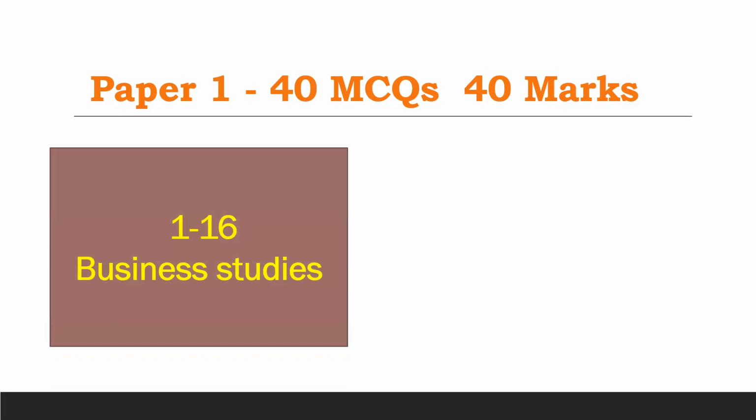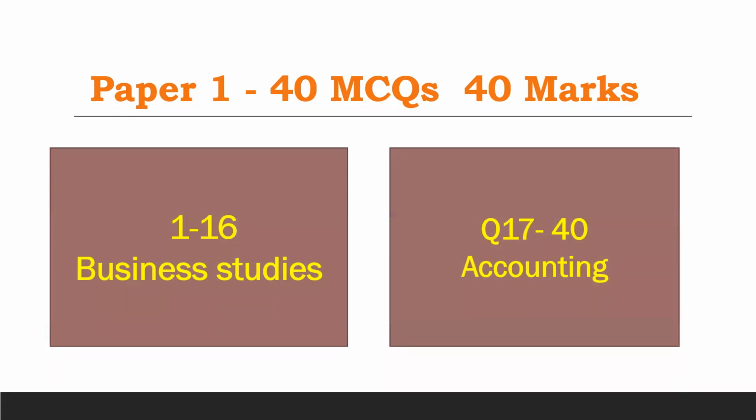The first 16 questions come from business studies that you have learned in grade 10 and 11, and 24 questions come from the accounting section in both grade 10 and 11. So this is the basic structure of the areas the questions come from. Okay, we'll go into detail and figure out the most important or critical areas.